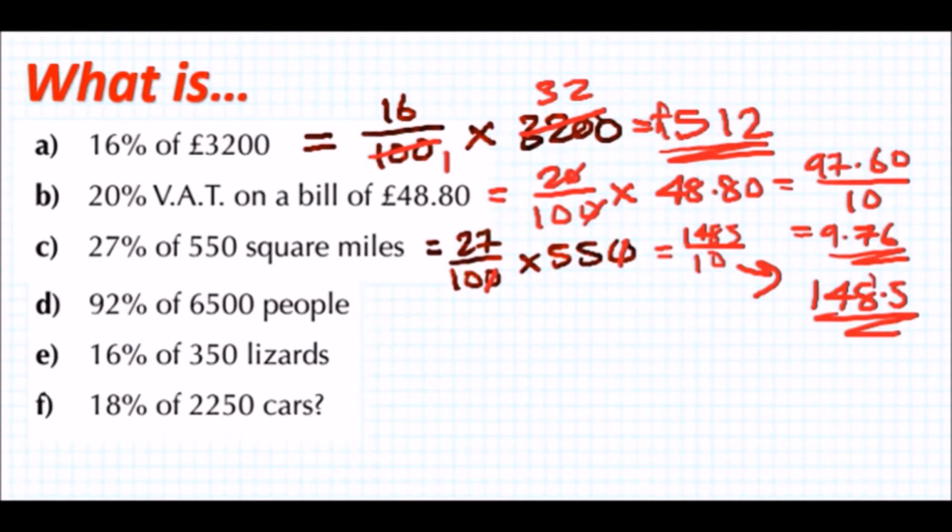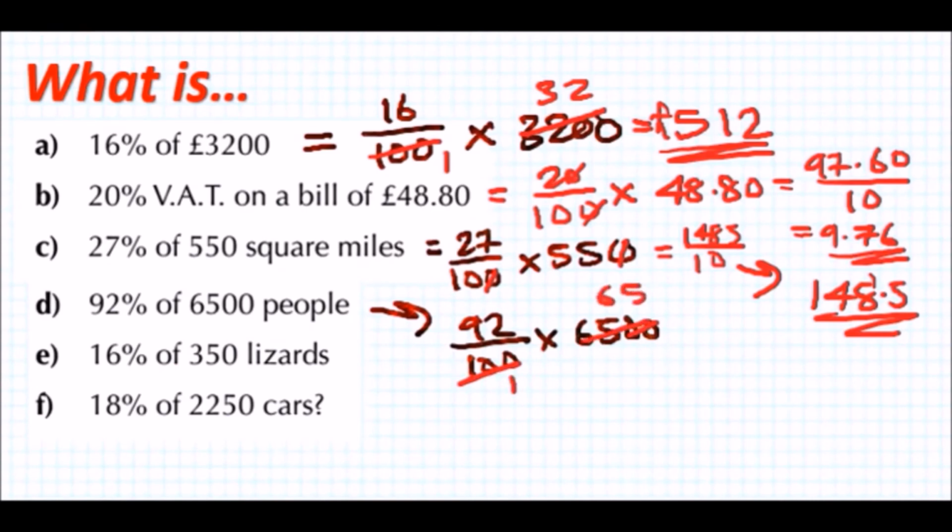92% of 6,500. All these questions are the same idea. So 92 over 100 times 6,500. First things first, cancel the zeros. Dividing by 100, you get 1 and 65. That's it. 92 times 65, using long multiplication. Literally that's the only way to do this without a calculator. And you should get 5,980.